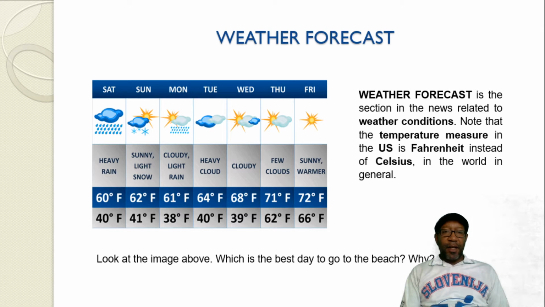States. And here we have the question: look at the image above. Which is the best day to go to the beach? Why? So here we have Saturday, Sunday, Monday, Tuesday, Wednesday, Thursday, Friday, right? You have the images. They are self-explanatory, in my opinion. Then you have the situation in the weather, and you have the temperature in Fahrenheit. Okay, so always pay attention when you see this F, it means Fahrenheit, so it's different from Celsius. So it's interesting for you to check the conversion between them.